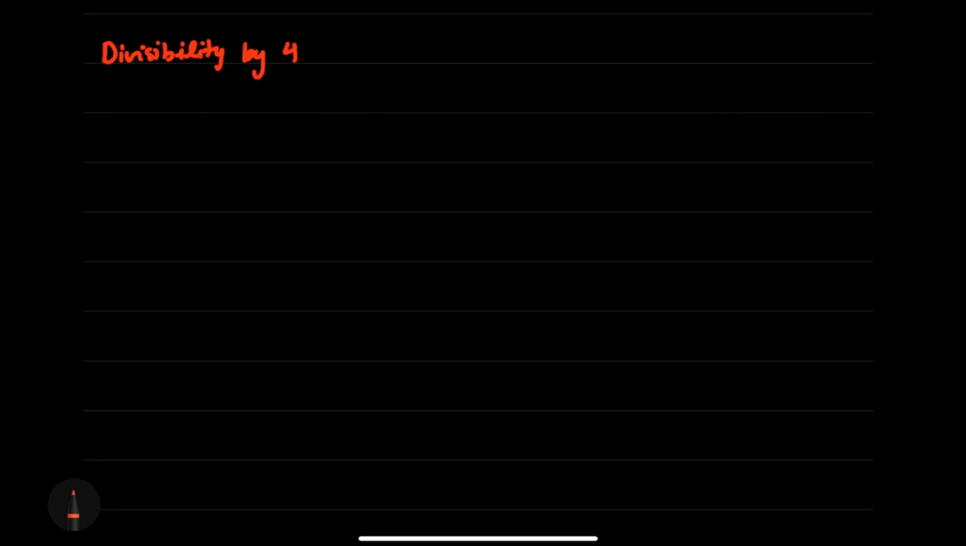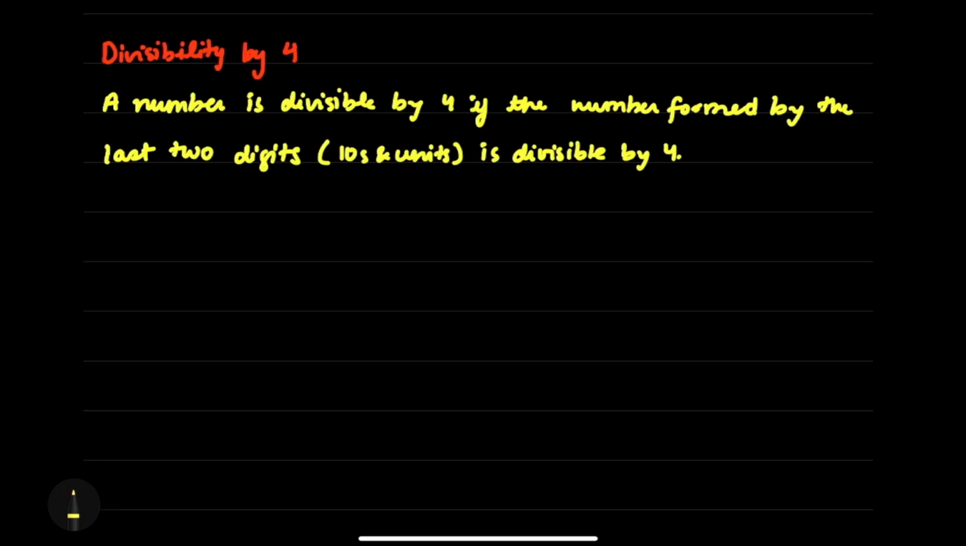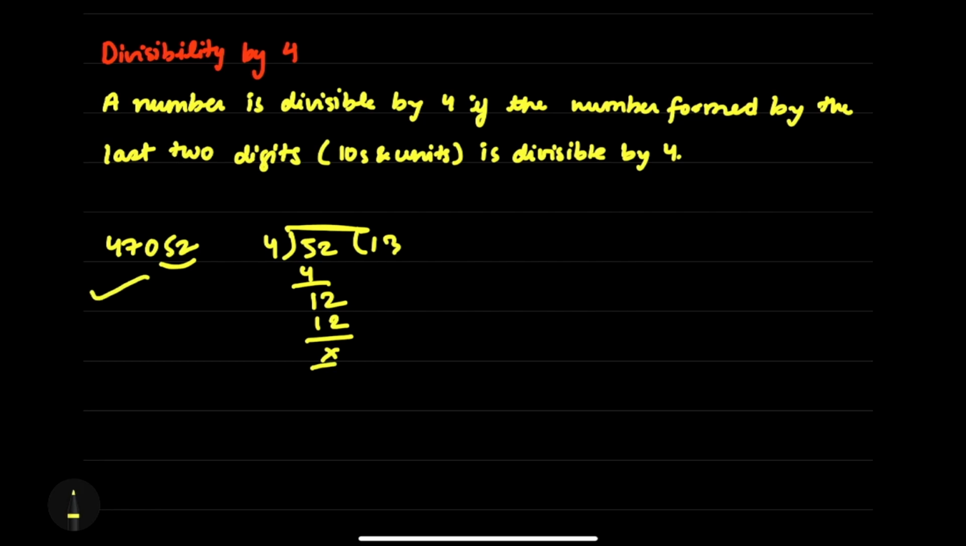Let's move on to divisibility by 4, which is the new one. It says that a number is divisible by 4 if the number formed by the last two digits of the number is divisible by 4. Let's take a big number, 47052, and see whether it is divisible by 4 or not. So we need to look at these last two digits. We don't need to think about any other digit. Let's take a quick look, and it turns out that these last two digits are divisible by 4, and therefore this entire number is divisible by 4.